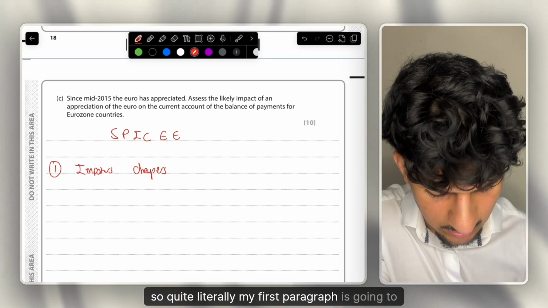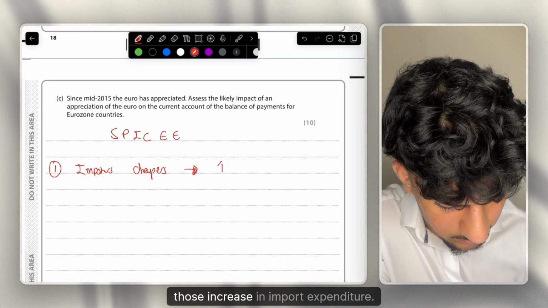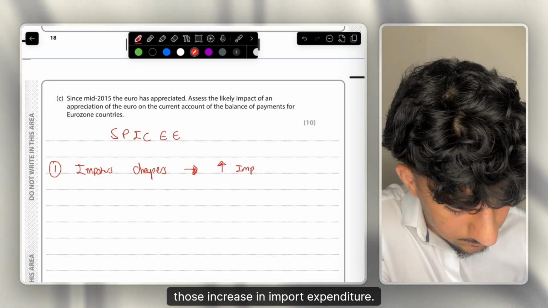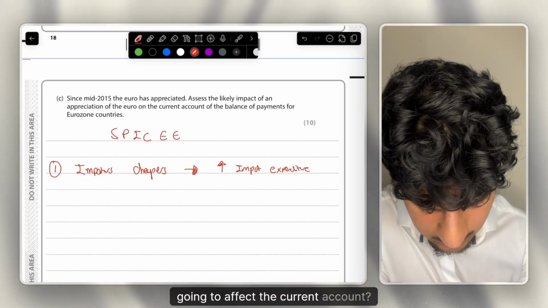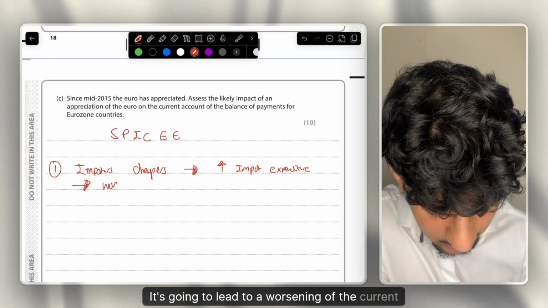So quite literally, my first paragraph is going to be imports cheaper, thus increase in import expenditure. And then how is increase in import expenditure going to affect the current account? It's going to lead to a worsening of the current account.